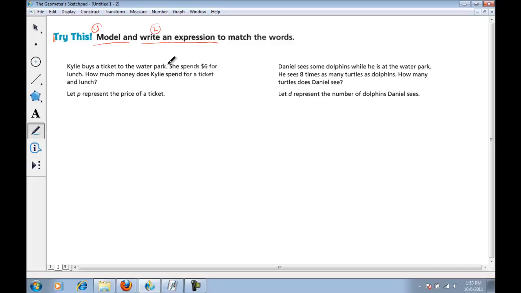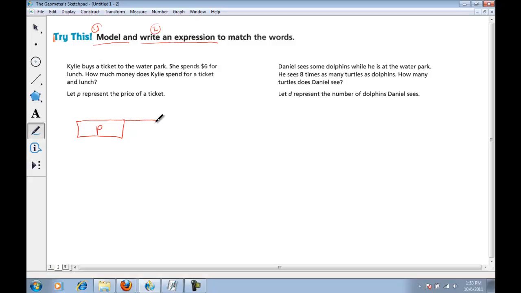Kylie buys a ticket to the water park. She spends $6 for lunch. How much money does Kylie spend for a ticket and lunch? Well, we don't know how much a ticket is, so it tells us here to let P represent the price of a ticket. Okay, well, I'm going to imagine that this value here is P, the price of a ticket.